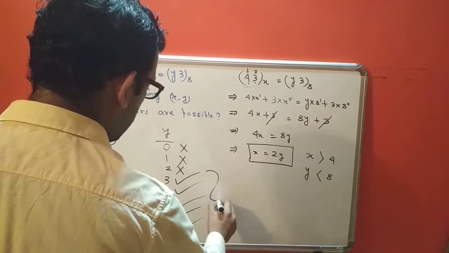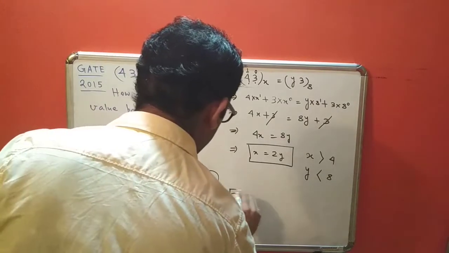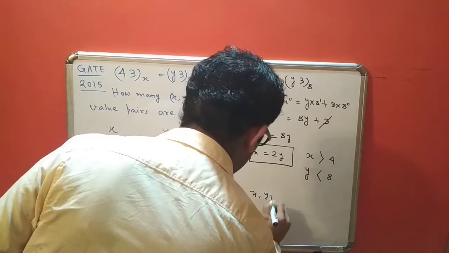So I get a total of 5 value pairs, right? I get a total of 5 x comma y value pairs.